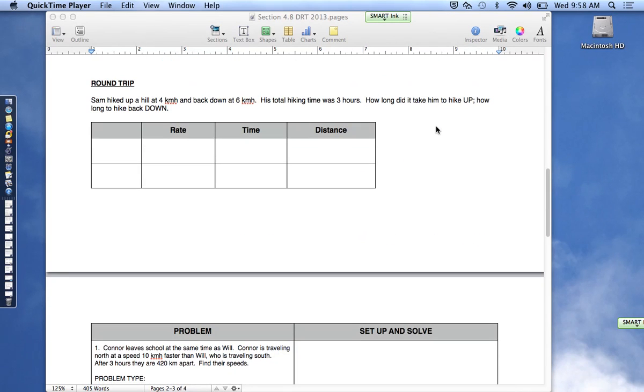And then a round trip. Sam hiked up a hill at 4 kilometers per hour and back down at 6. His total hiking time was 3 hours. How long did it take him to hike up and how long to hike back down? So this is my round trip. So both, assuming he takes the same path, set equal to each other. Rate times time up equals rate times time down, assuming he took exactly the same path.